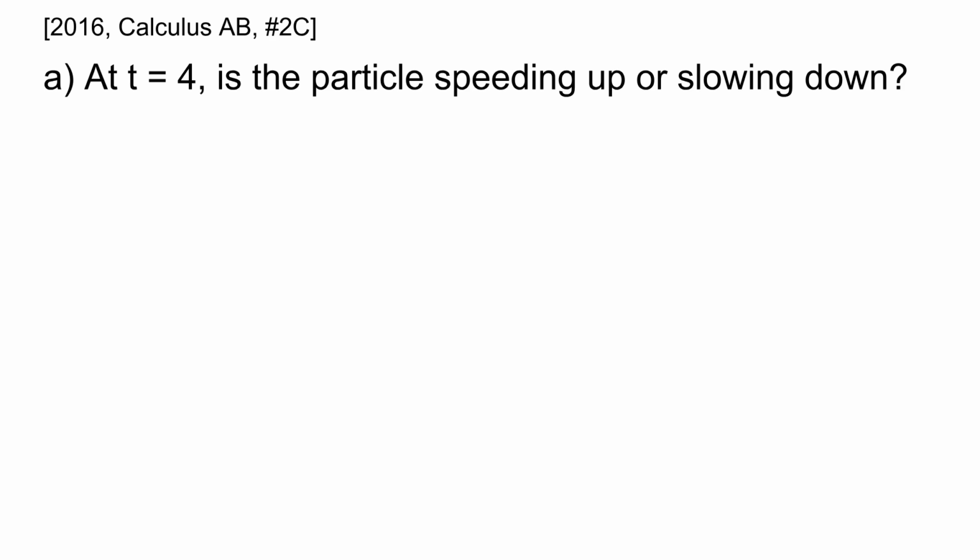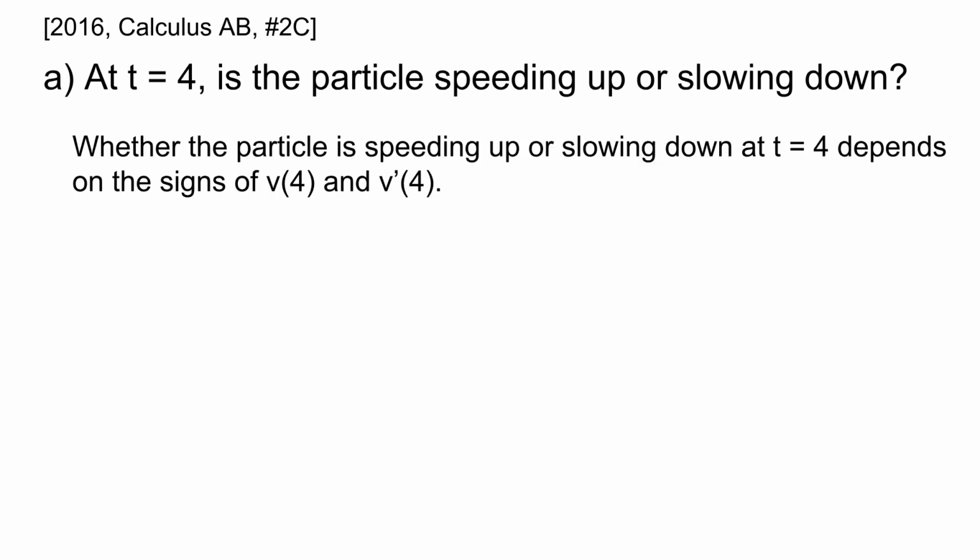In part A of this question, we are asked to find whether the particle is speeding up or slowing down at t equals 4. Whether the particle is speeding up or slowing down at t equals 4 will depend on the signs of both v of 4 and v prime of 4, which is the acceleration at t equals 4.